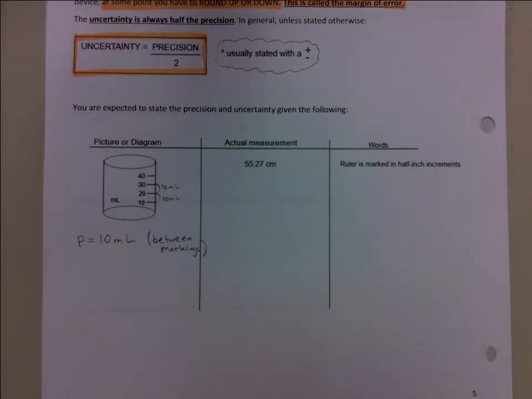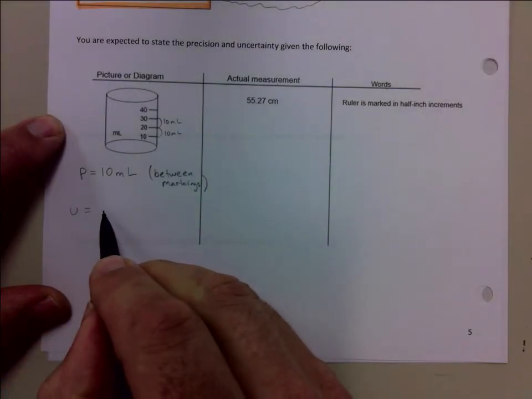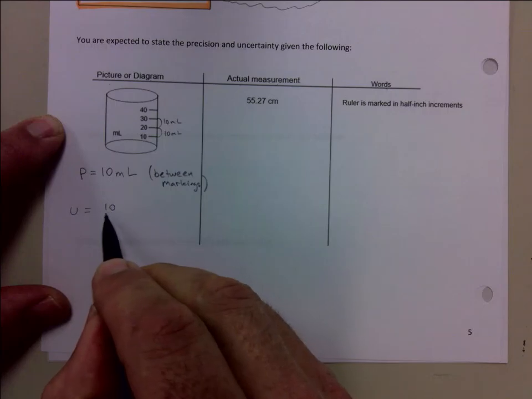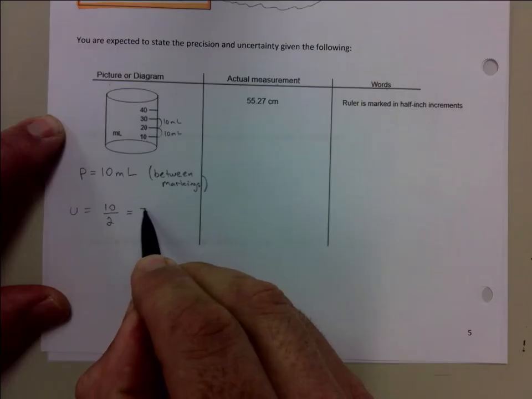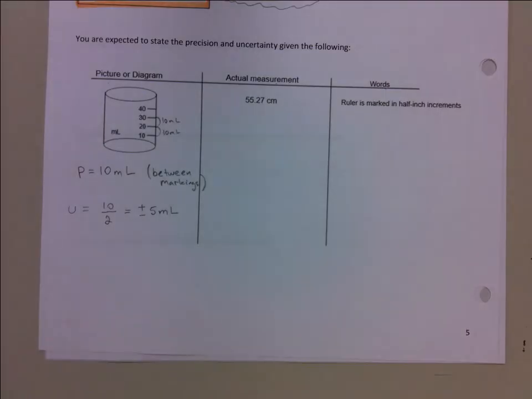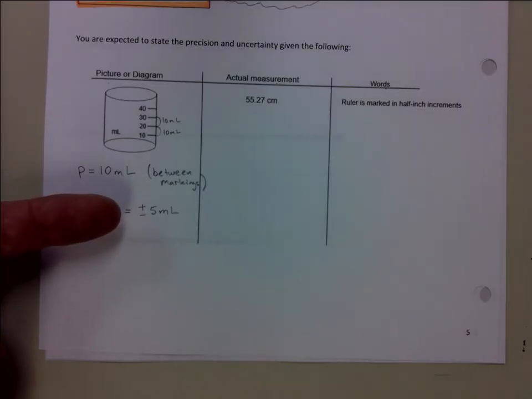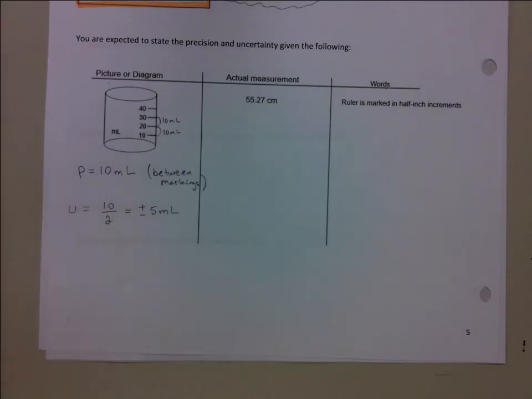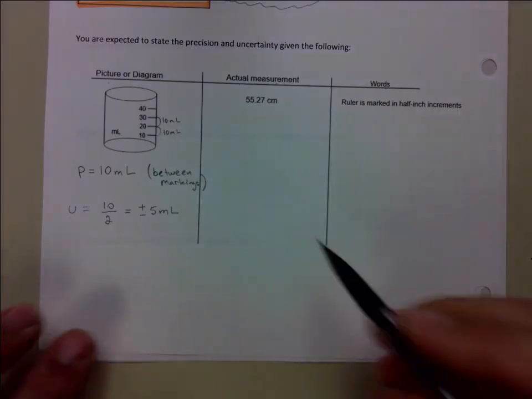Okay, so what's the uncertainty therefore? Uncertainty is your precision divided in half. So that is what? Plus or minus 5 milliliters. So the precision of this device is 10, therefore the uncertainty we're assuming is 5, plus or minus. Okay. All right, next.